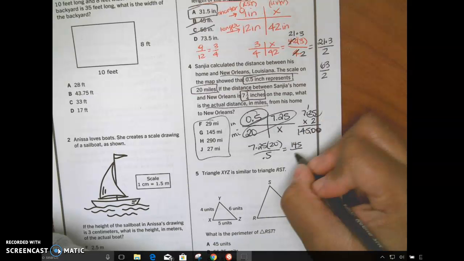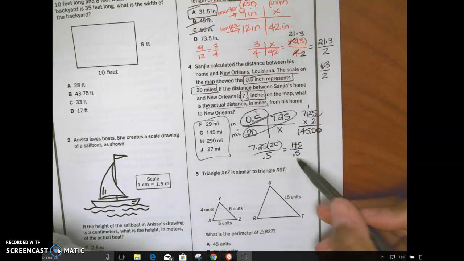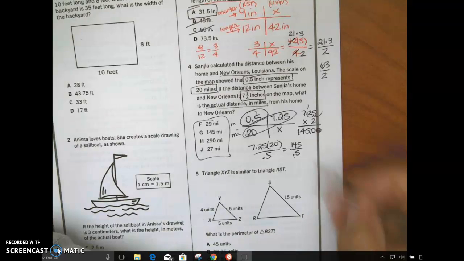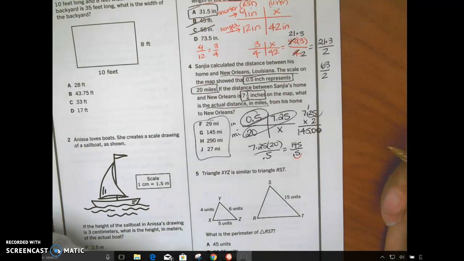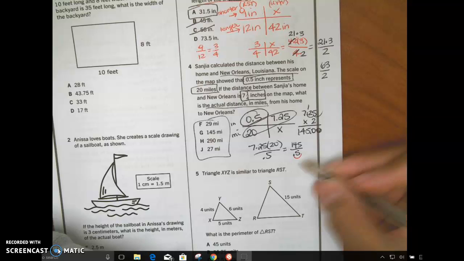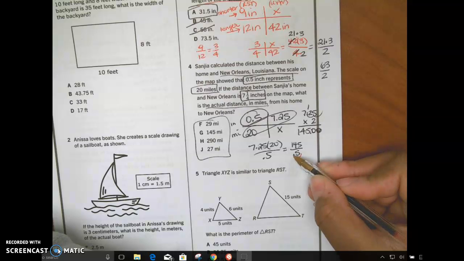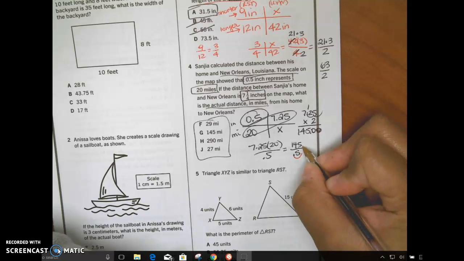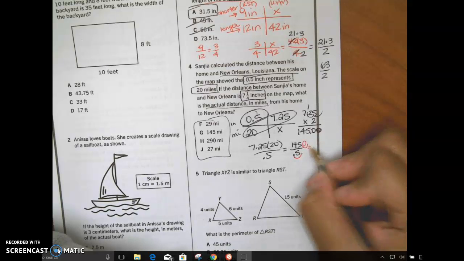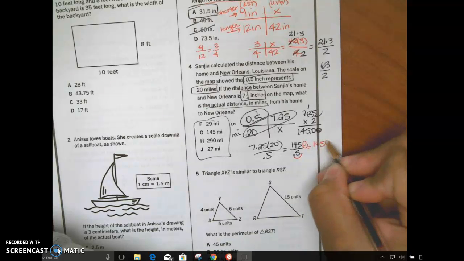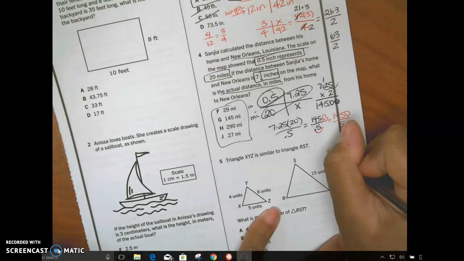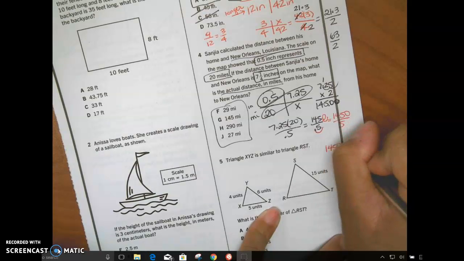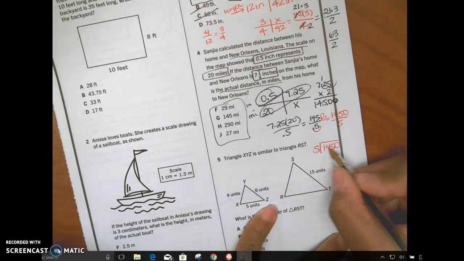Over 0.5. Can I have a decimal down here? No. This is not over 2. A half is not the same as 2. They are reciprocals. Please don't say that. Because I can't have a decimal here, I need to move this one place to the right. Whatever I do to the bottom, I do to the top. My new fraction is 1450 divided by 5. Come down here, divide by 5. 5 into 14.